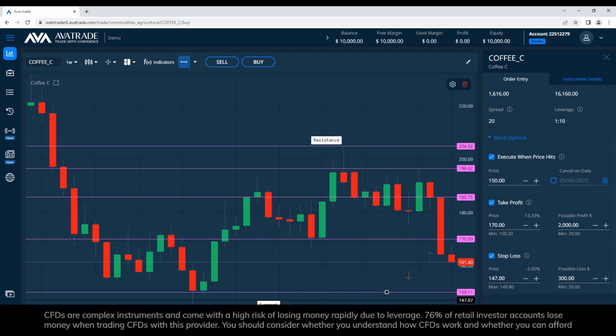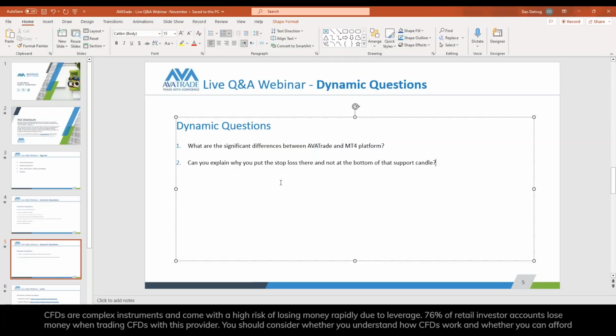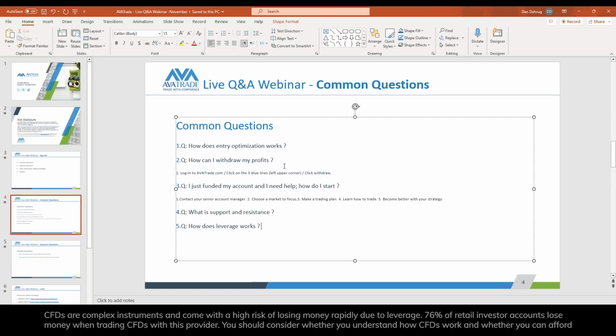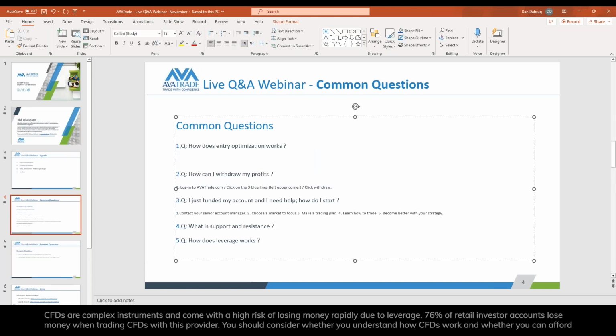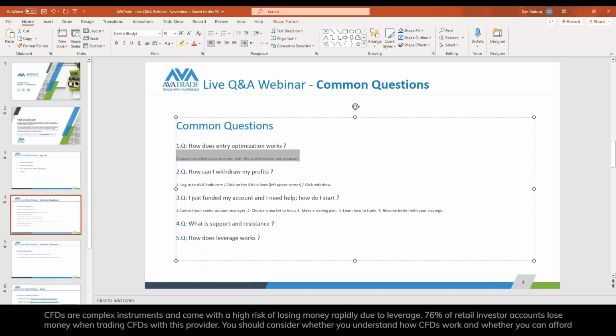Are you saying to re-enter? Yes, it's an option, like Samuel said. Guys, we're gonna proceed. I don't want to waste the whole webinar on that example, but I think it was pretty educational. So choose the safest place to enter with a worthy reward per exposure. I don't know if that's understood, but I showed the practical side on the chart. So who doesn't understand that can just see the webinar again.